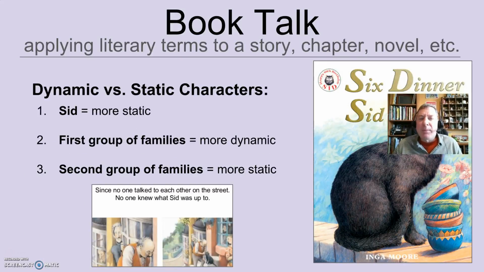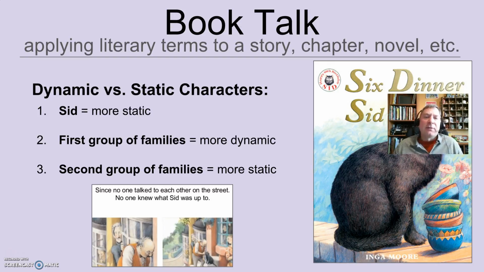Let's talk about dynamic versus static characters. Remember the difference. Dynamic change, static more or less stay the same, and in doing so, if we look at those characters, we can often find themes based on why the character changed or why the character didn't change. I would have to say that Sid in this story is much more static than he is dynamic. He's a stubborn cat. He wants 6 dinners a day, and that's what he's going to get. And when it comes into question whether he will or not, conflict.